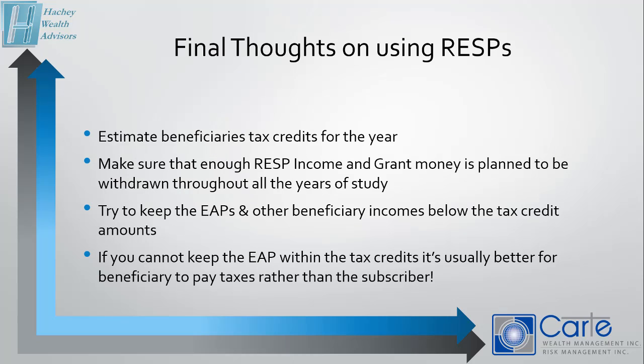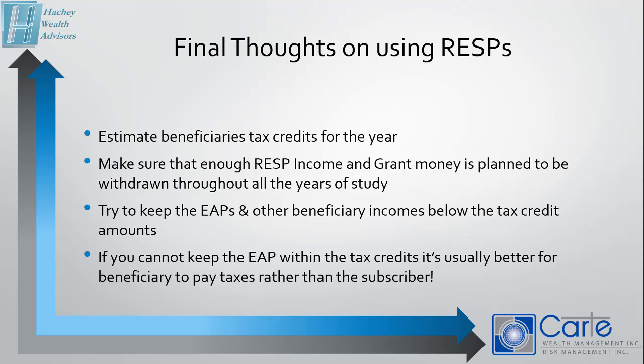Now, here are some final thoughts on using RESPs. At the end of the day, here are the basic steps that we have to follow. Number one, estimate the beneficiary's tax credit for the year. And this is simple enough. You can look at the numbers I've presented here. They're posted on the CRA website. And if you're not familiar with them, either your financial advisor or your tax planner can probably figure them out for you.